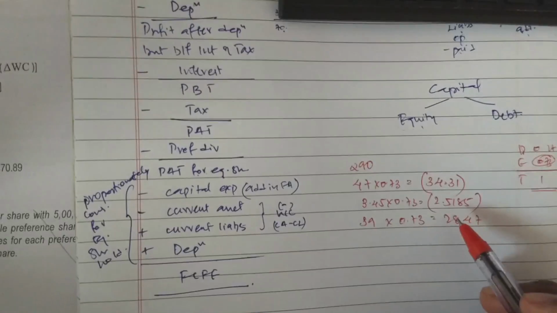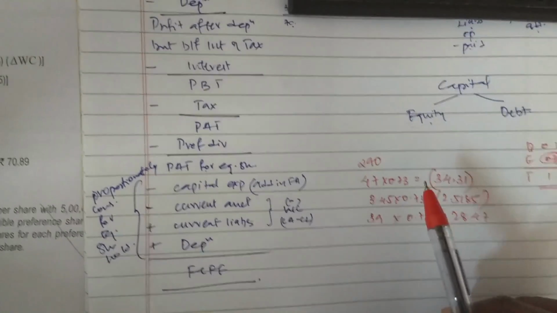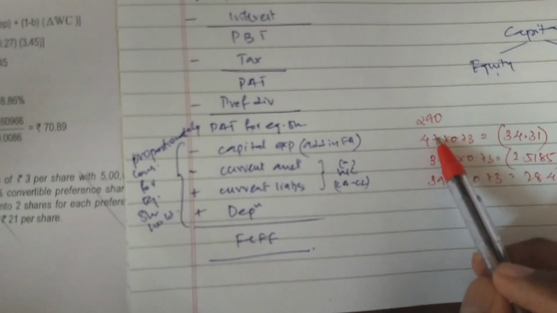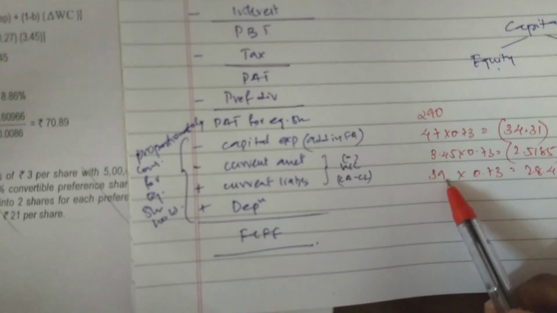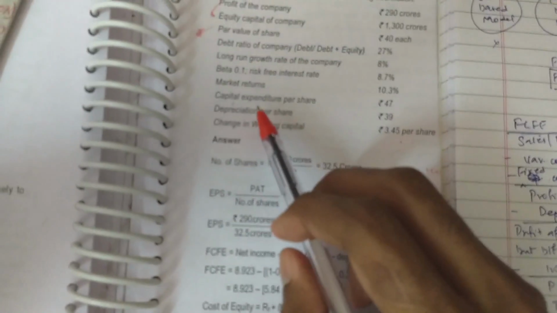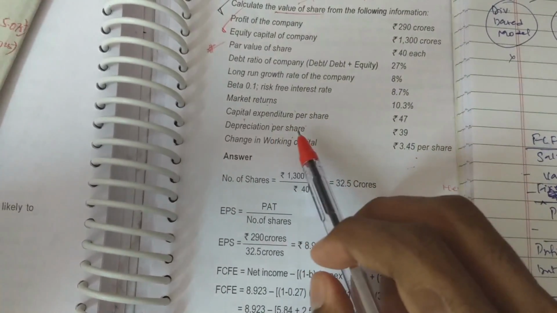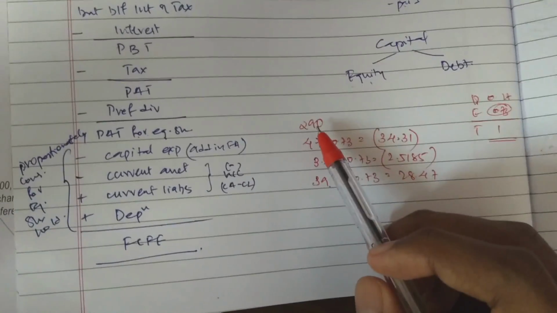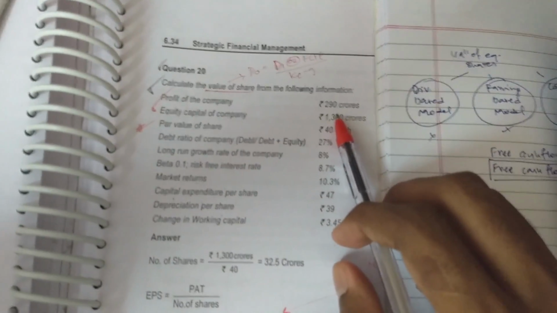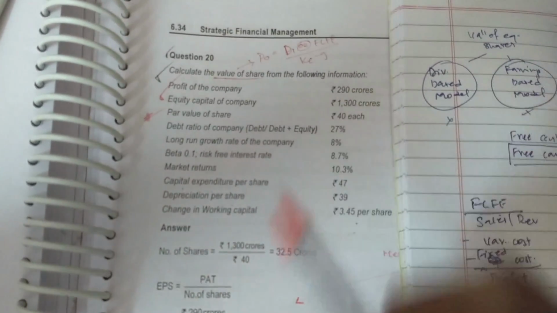So reduce and add. Now there is a problem over here. All these three, that is your capital expenditure, working capital and depreciation, are given per share. But here we are considering the profit for the whole equity shares as 290 crores as a whole. It is not per share. So we have to calculate this also on a per share basis.